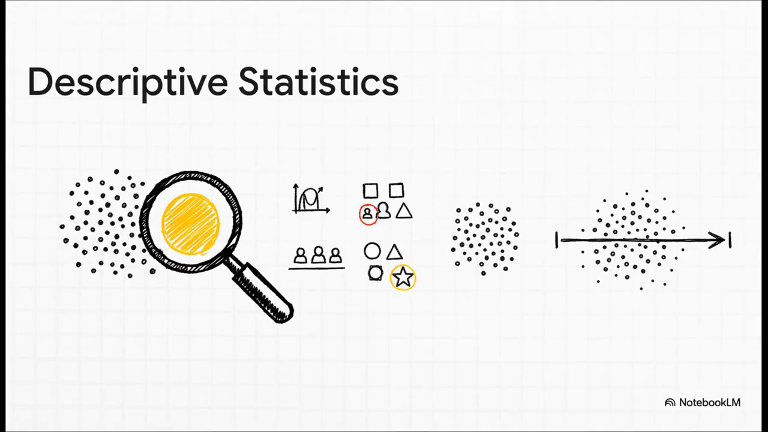So let's say we have a mountain of quantitative data. Where do we even begin? Well, the first step is always descriptive statistics. Think of it like getting the lay of the land. We use measures of central tendency, that's your mean, median, and mode, to find the center of the data. And then we use measures of dispersion, like range and standard deviation, to see how spread out everything is. It's our first essential snapshot.